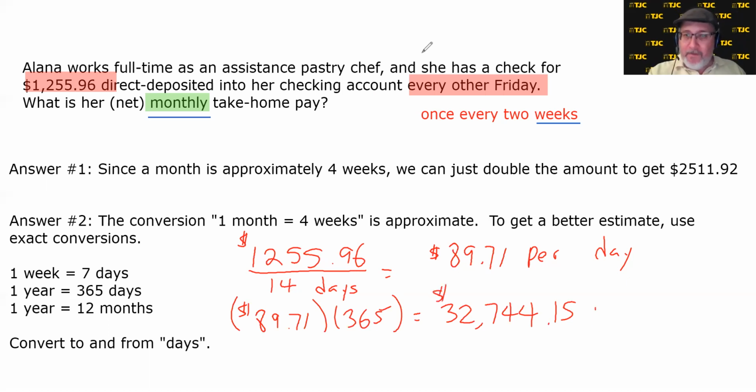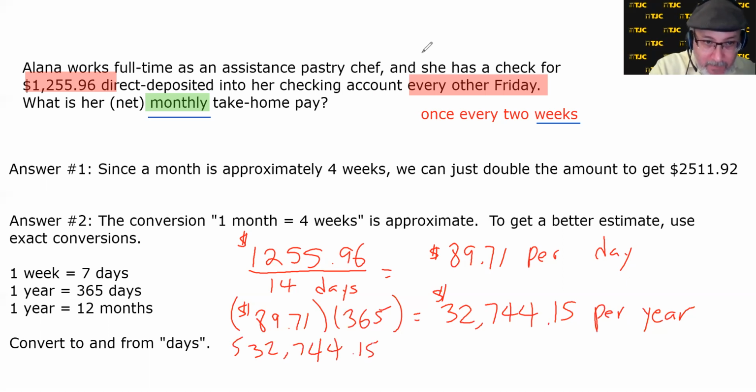$32,744.15 per year. So we scaled her pay down from 2 weeks to a single day, and then we scaled it from a single day to an entire year. And because the relationship between years and months is exact, now we can scale it back down to months. So $32,744.15 is how much she makes every year.